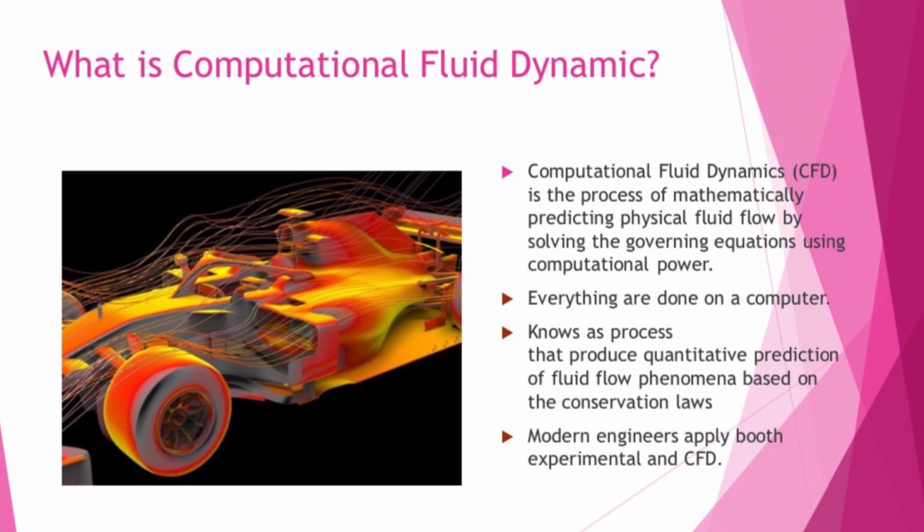So today I would like to present about what is computational fluid dynamics. Computational fluid dynamics, CFD, is the process of mathematically predicting physical fluid flow by solving the governing equation using computational power. For CFD, everything is done on a computer. It's also known as a process that produces quantitative prediction of fluid flow phenomena based on the conservation law. Modern engineers apply both experimental and CFD.